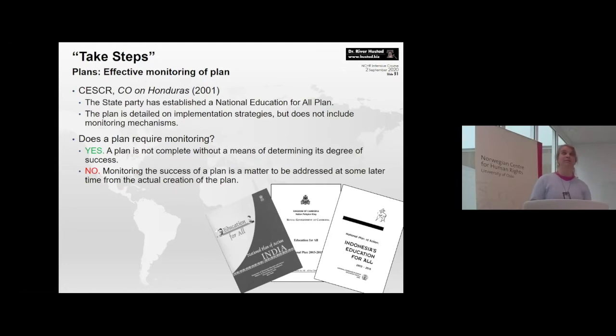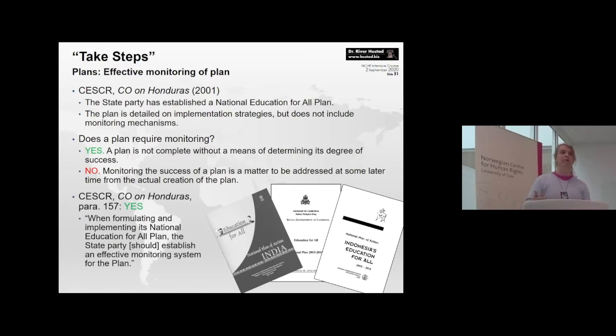So in this case, in Honduras, there was a national education plan for all, and lots of countries have these national education plans for all, something that the UN has been working with lots of countries on. But the committee said when formulating and implementing its national education plan, the state party should also establish an effective monitoring system for the plan.